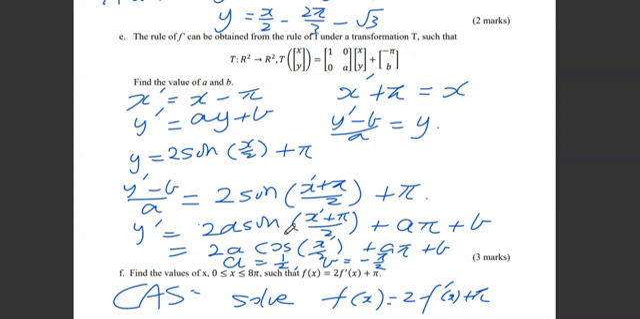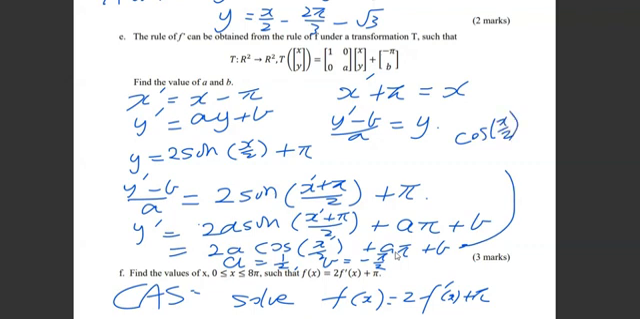And notice how sine of x dash plus pi on 2 is literally the same as sine of x dash on 2 plus pi on 2, which gives us, by the trig identities, cosine of x on 2. So we get y dash is equal to 2a times cosine x on 2 plus a pi plus b. So now we know this section here is equal to cosine of x on 2.